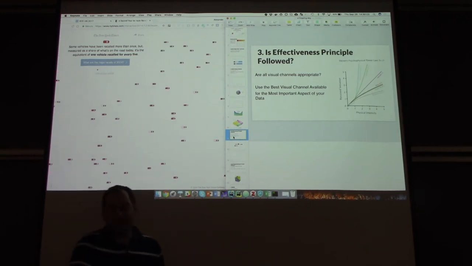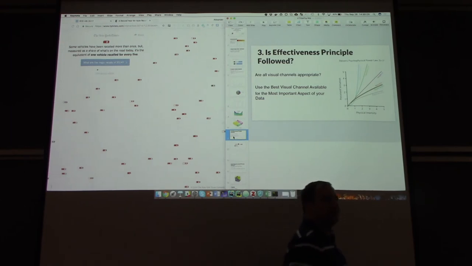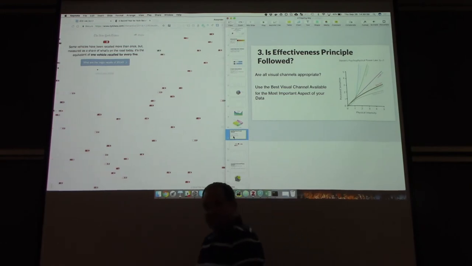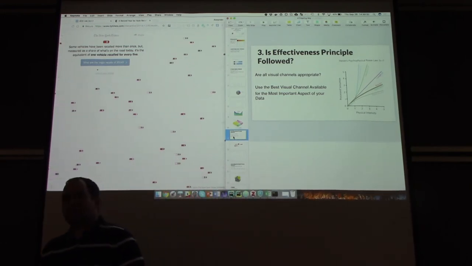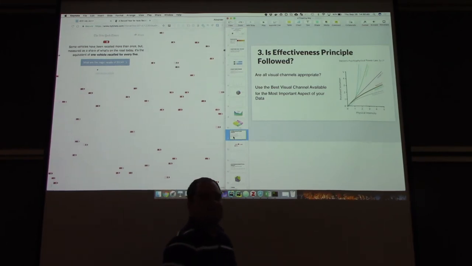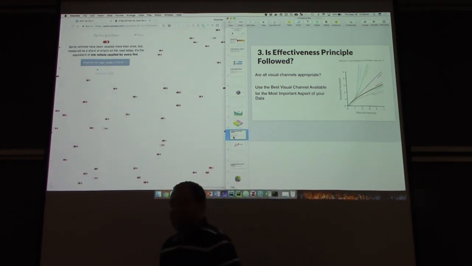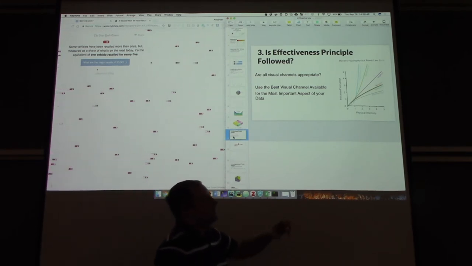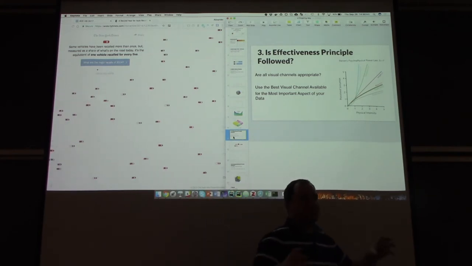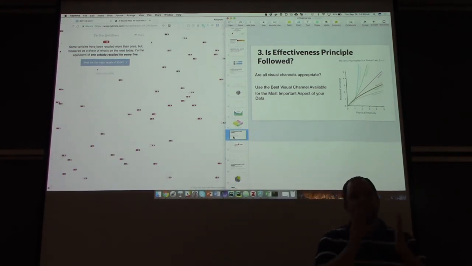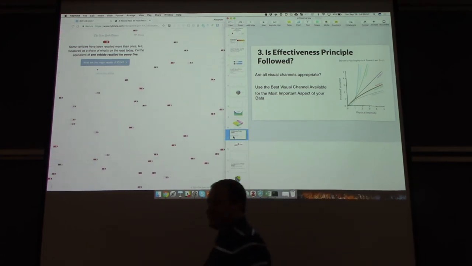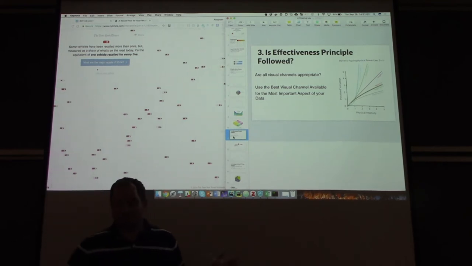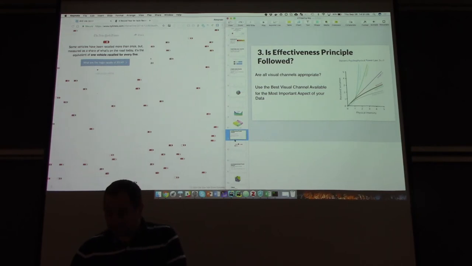Is the effectiveness principle followed? Are the visual channels here appropriate? No. So we can't really judge whether this is 55% of the cars that have been recalled here or 70%. We kind of have an impression, right, that it's roughly half, but we don't know exactly. If you group these counts or proportions together and utilize position or size, then it would be appropriate. But here we're essentially just giving people this cloud of things, which is of course not a great encoding.